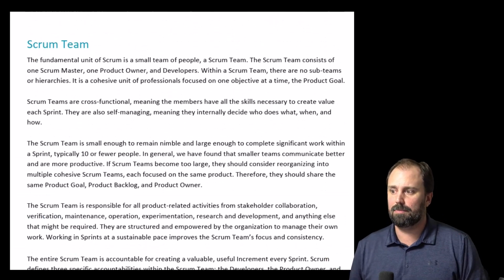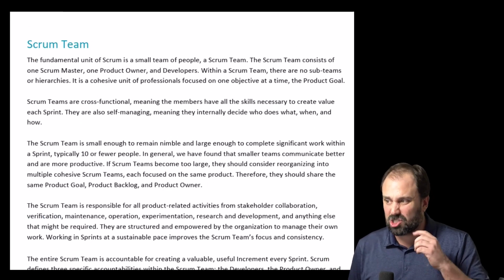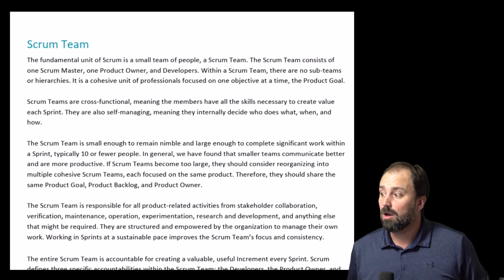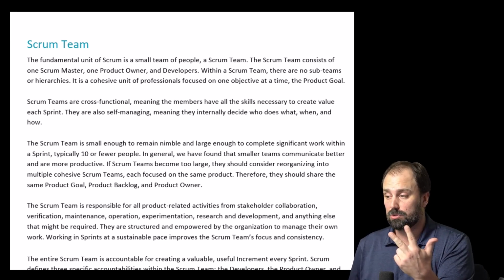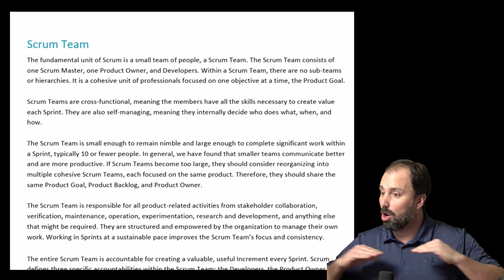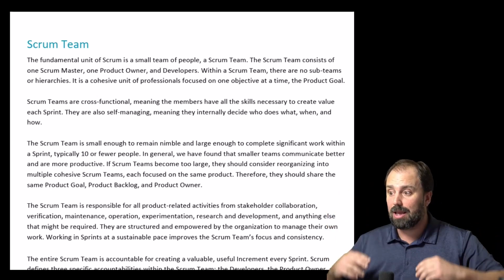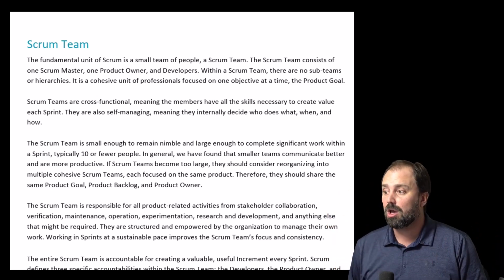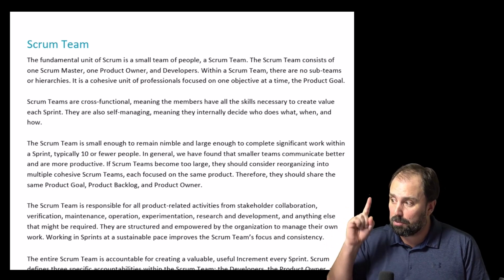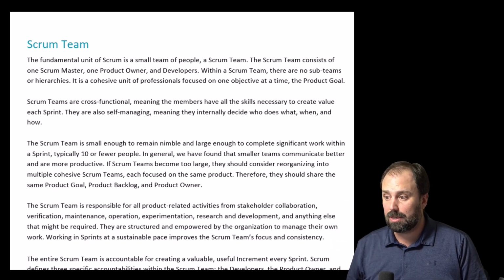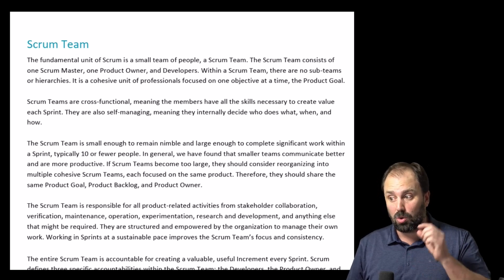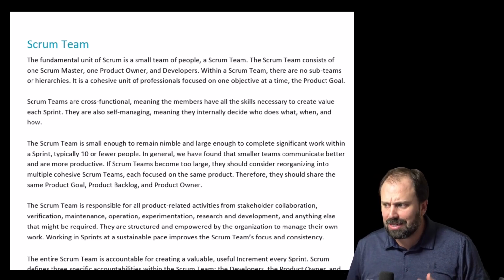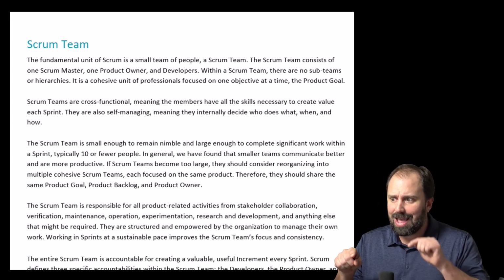The Scrum team. The fundamental unit of Scrum is a small team of people, a Scrum team. The Scrum team consists of 1 Scrum Master, 1 product owner, and developers. Within a Scrum team, there are no sub-teams or hierarchies. It is a cohesive unit of professionals focused on one objective at a time, the product goal. Scrum teams are cross-functional, meaning the members have all the skills necessary to create value each sprint. They are also self-managing, meaning they internally decide who does what, when, and how.